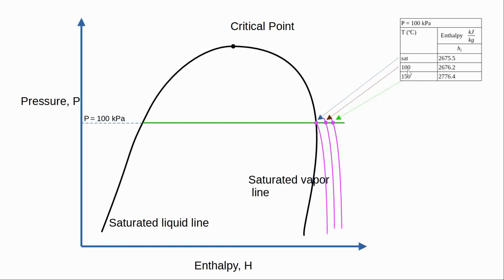The second entry, 100 degrees Celsius, is the enthalpy of the steam, which is at 100 kilopascal but is superheated to 100 degrees Celsius. The third entry is the enthalpy value of superheated steam, which is superheated at 100 kilopascal, 150 degrees Celsius. Hope you have understood the meaning of the entries in the steam table.